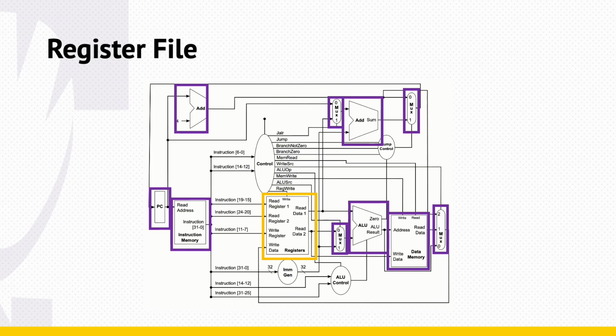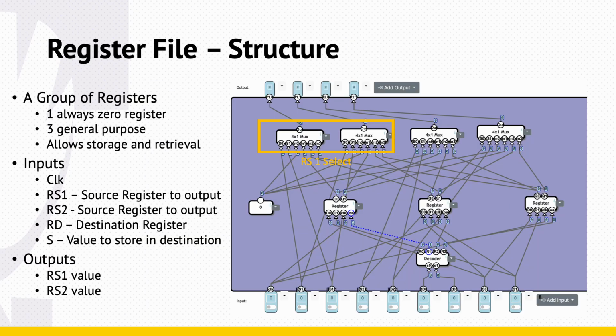So now we're going to talk about the register file. We've talked about the program counter. We've seen that the program counter really is just a single register. Now we're going to look at what's going on inside this register file. It's a little more complicated than the program counter, but just because we have to scale up.